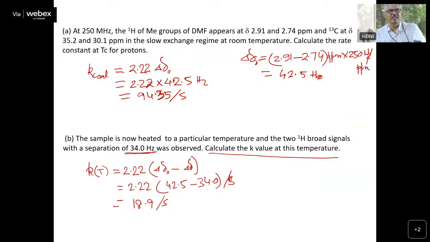Okay. So you can see that here, the peaks have not yet merged. The peaks merge when the rate constant is 94.35 per second. But still it is intermediate. It is just going from the slow regime to the intermediate regime. It is in between. So that's why it is around 19 per second.